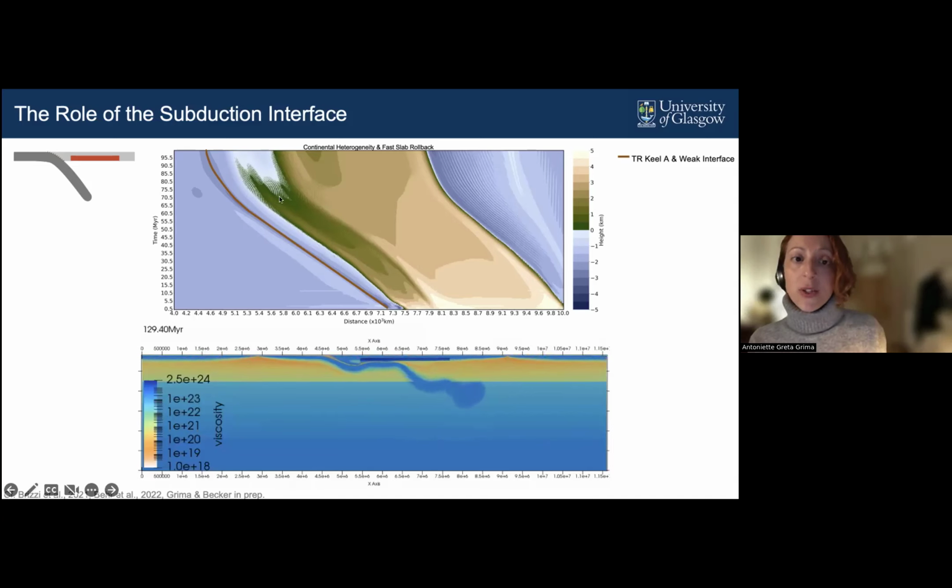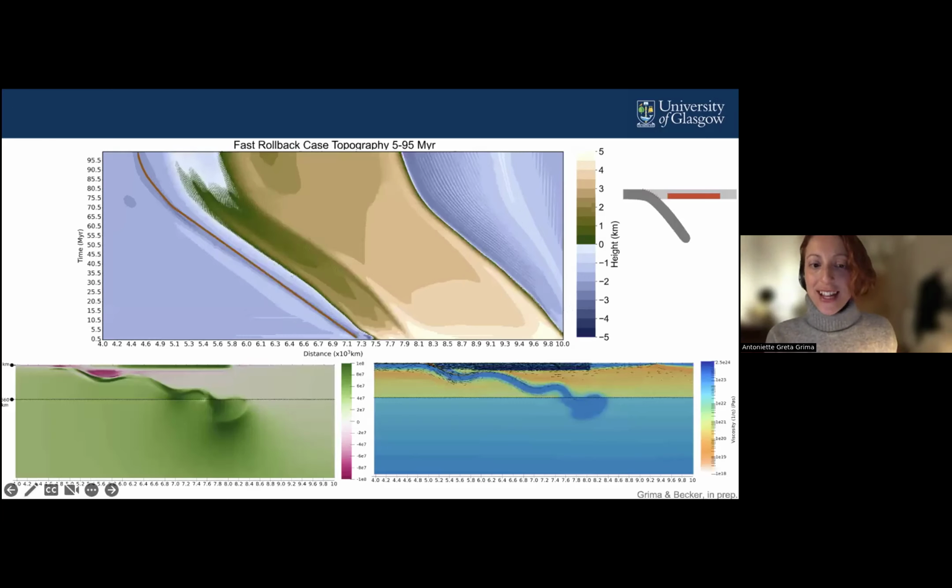So at this point, we have the flat slab formation. We see that we've got increased subsidence within the continental margin, but we also see a secondary subsidence within the continental interior. And this is very reminiscent of what we see today in South America, where we have flat segments in Peru and Chile. The other thing that is interesting is that we've got this really high trench retreat at the surface, and this corresponds to the fast slab rollback that we get in the upper mantle.